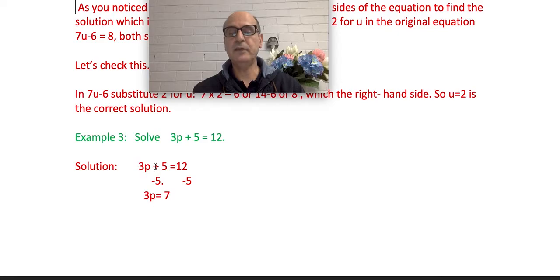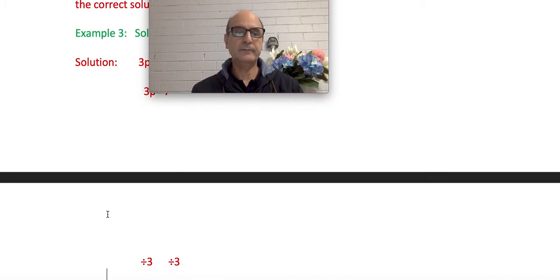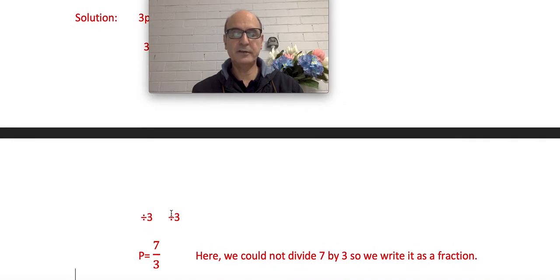So we had 3p, I added 5, now I'm taking away 5, so I end up with 3p again. And then 12 take away 5 is 7, and the equation stays. Now I have to think, how can I go back to p from this? What has happened to p? It has been times by 3, so I have to divide by 3. If I divide by 3, I go back to p. So I'm dividing both sides by 3.